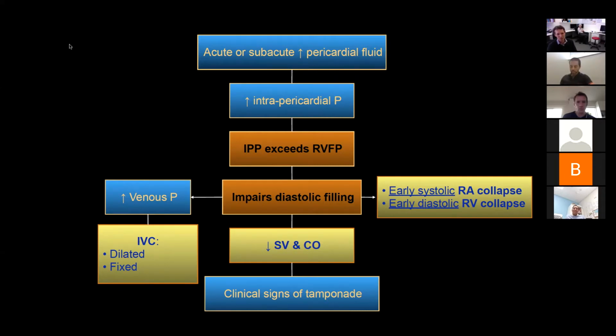And obviously when you've got that impaired filling into the heart, that's where you're then going to get impaired filling into the right ventricle, for example, which will then stop blood coming into the left ventricle, which means you've got a low cardiac output, low stroke volume, you've got your shocked state, and that's how you get your signs of tamponade.